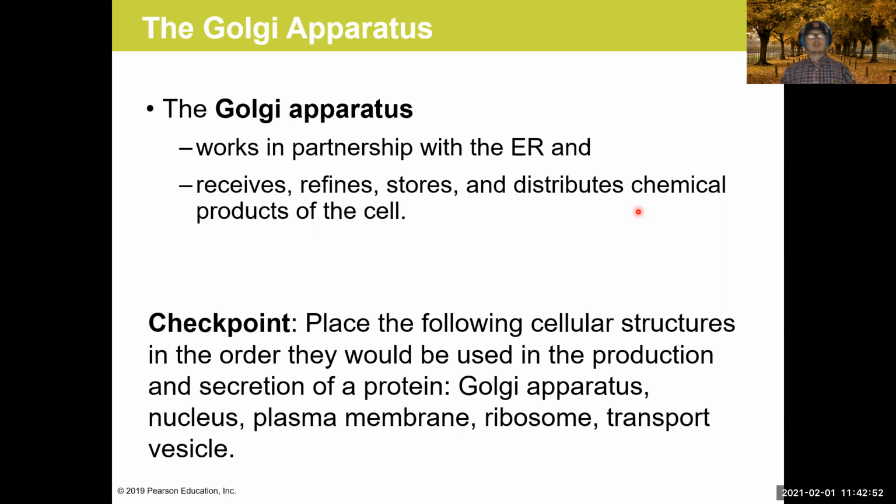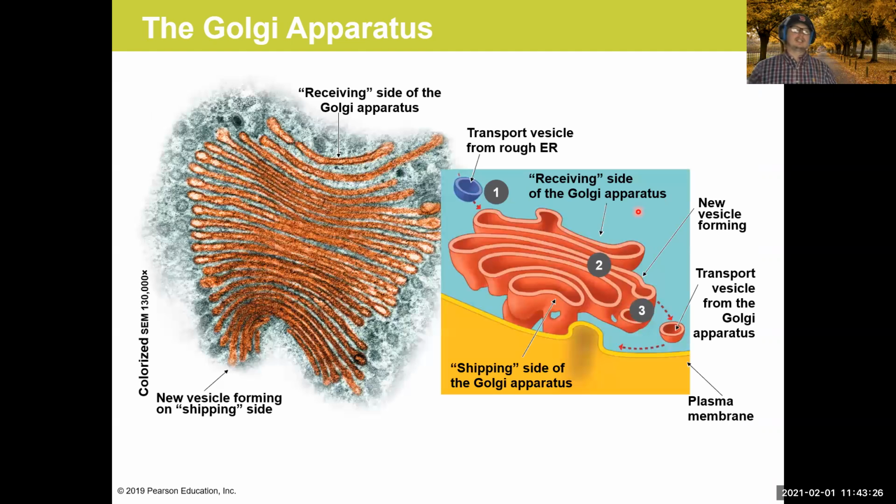All right, so the order of these would be, first you would have the nucleus, which was where the information would come from. Then it would go to a ribosome, and then that ribosome would release that protein, and then it would be carried in a transport vesicle, either from the ER or from the ribosome that was free floating, to the Golgi apparatus, and then the Golgi apparatus would transport it to the plasma membrane to be released outside of the cell. And that's what we see here in this figure.